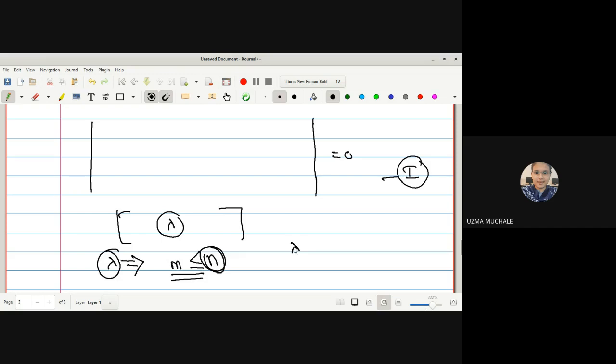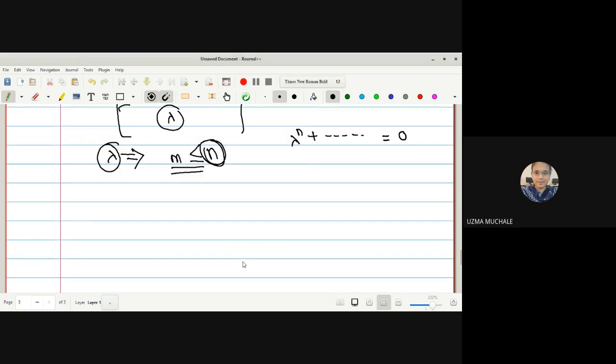Suppose that we have got one equation, say lambda raised to n plus some constants and so on, equal to 0. We are going to solve this equation in terms of lambda and get the roots. Suppose the value of n is equal to 3. How many roots are we going to get? We are going to get at most 3 roots. If the value of n is equal to 100, then we can have at most 100 roots.